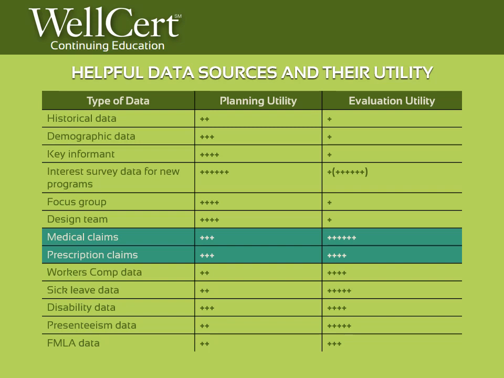As you can also see, there are claims data that comes out of workers' comp, out of sick leave, out of disability, it's short-term and long-term disability, out of presenteeism-related data, and out of Family Medical Leave Act data. So again, you see our attempt to try to give you some idea of what our perception is about the potential utilities in the planning area and the evaluation area of various types of data. Now let's go deeper into the two teal areas in terms of setting up the process of a health claims analysis.